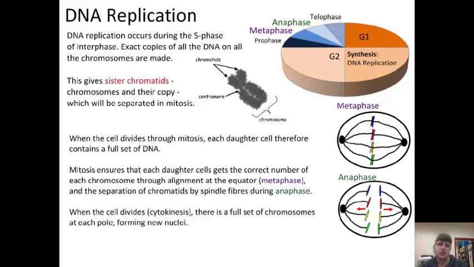This is going to ensure that each daughter cell gets the correct number of chromosomes and that they are able to align and separate properly so that when the cell divides finally at cytokinesis, there's a full set of chromosomes at each pole forming the new nuclei.